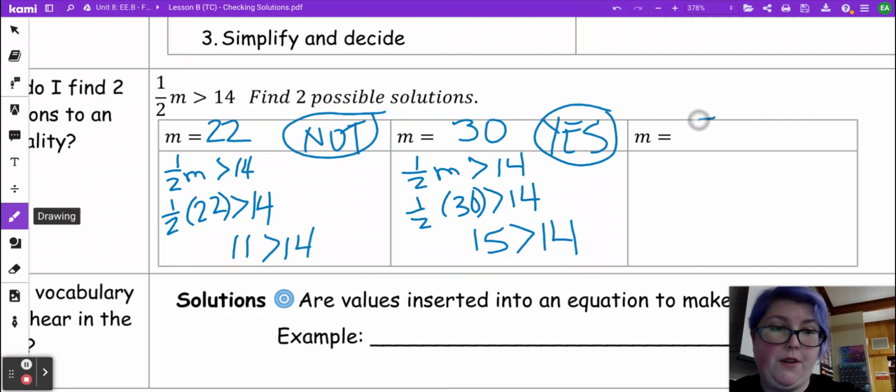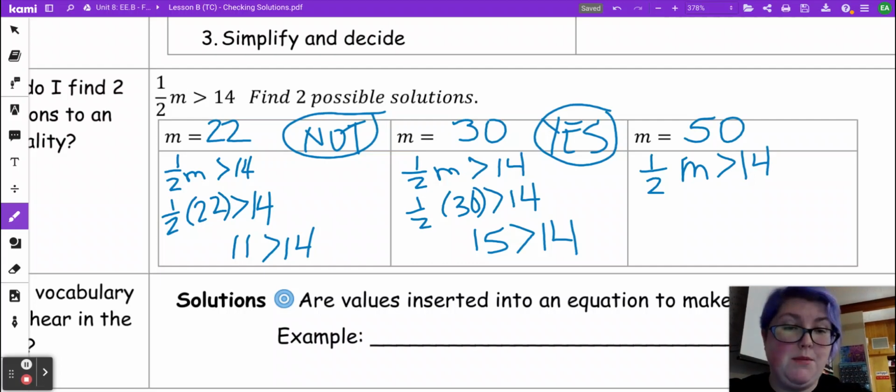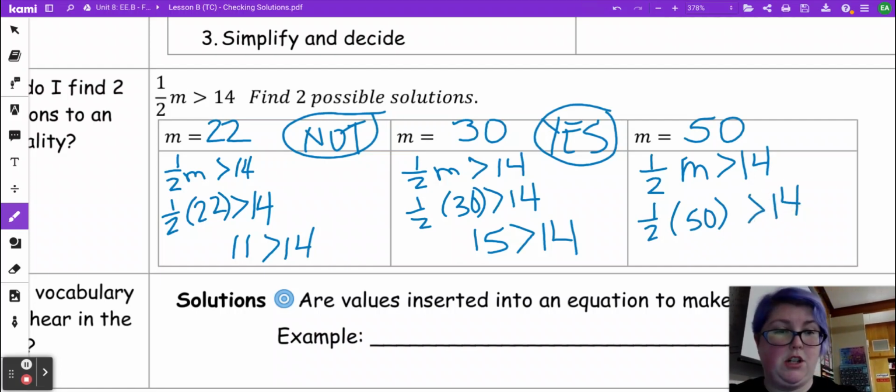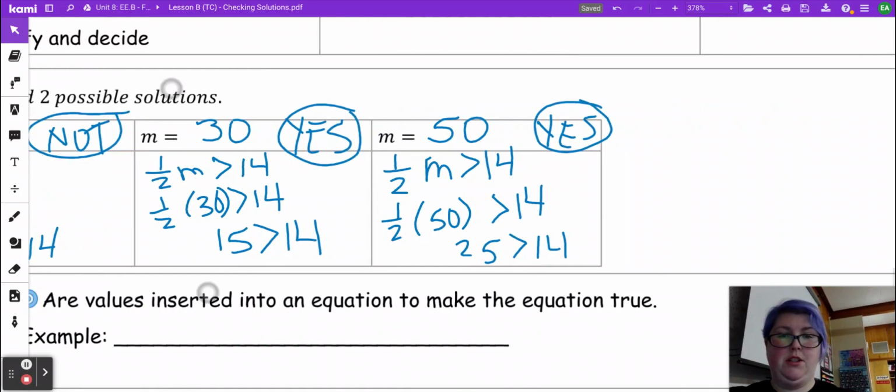So what about 50? We're going to do that substitution again. 1/2 m greater than 14. You'll notice I wrote the original each time. That way, when I substitute, I can check myself to make sure I've done it correctly. And 1/2 of 50 is 25. And 25 is greater than 14. So yes, that is correct. I have found the solutions.